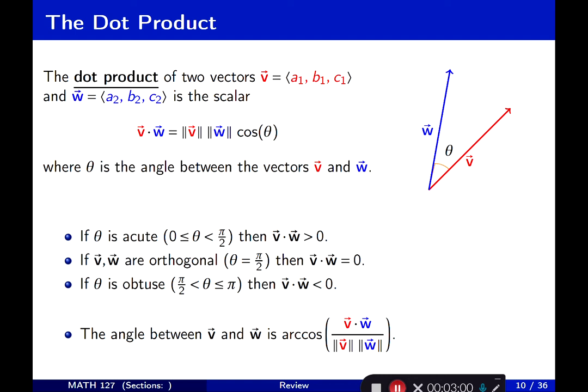The angle between v and w can be computed. If you know what v dot w is, you can use that to compute the angle by this formula: arccosine of v dot w over the magnitude of v times the magnitude of w.